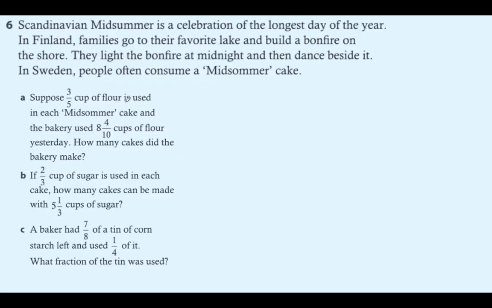Moving to question number 6, we have been given some information. Suppose 3/5 of a cup of flour is used in each midsummer cake, and the bakery used 8 whole 4 over 10 cups of flour yesterday. So how many cakes did the bakery make? We need to find out how many 3/5 cups make up this number. So we just need to divide this: 8 whole 4 over 10 divided by 3 over 5. So we will get how many 3/5 are there in this.